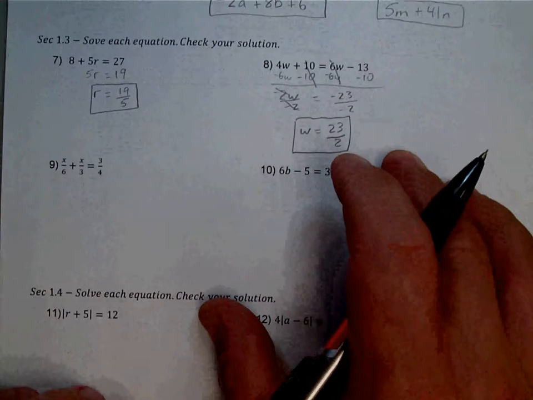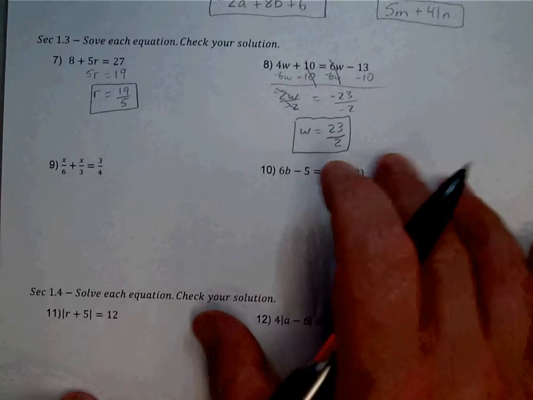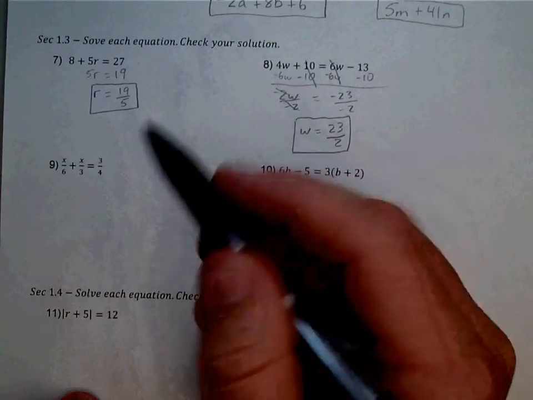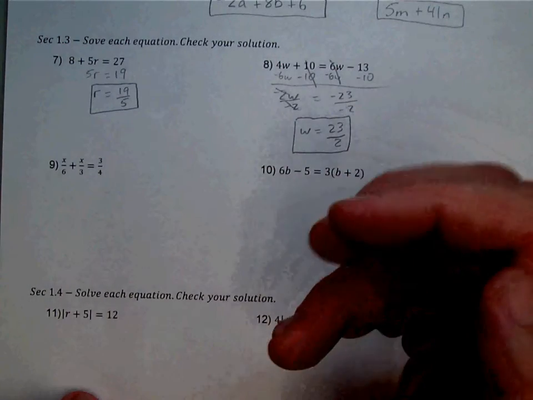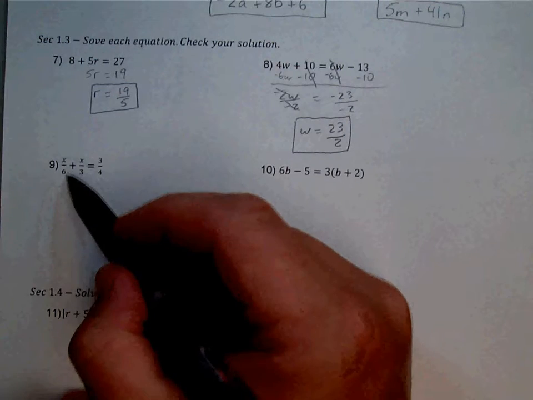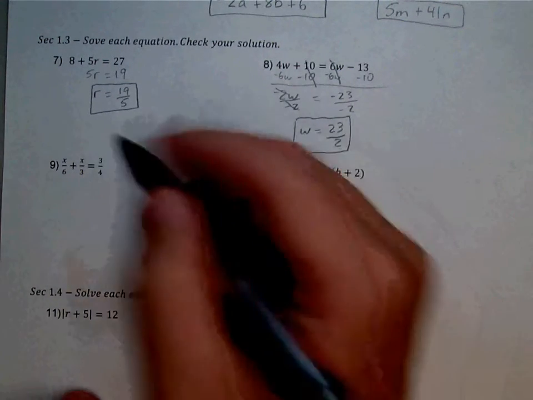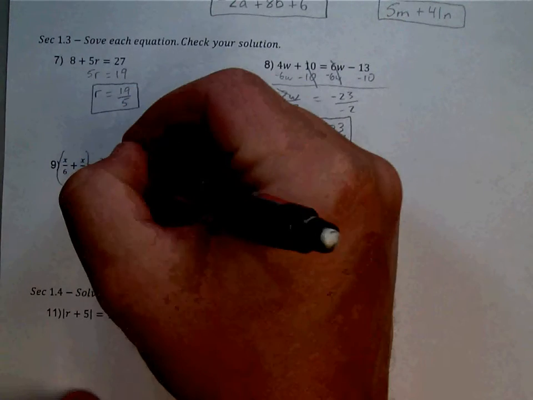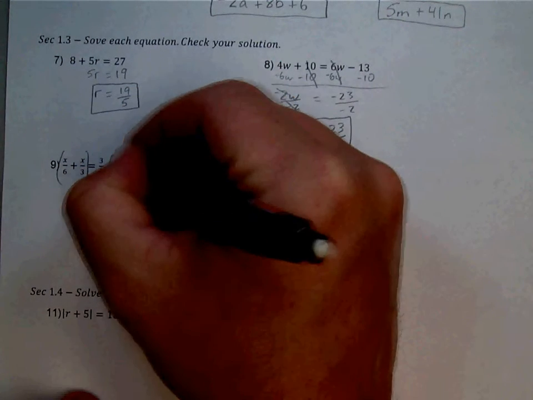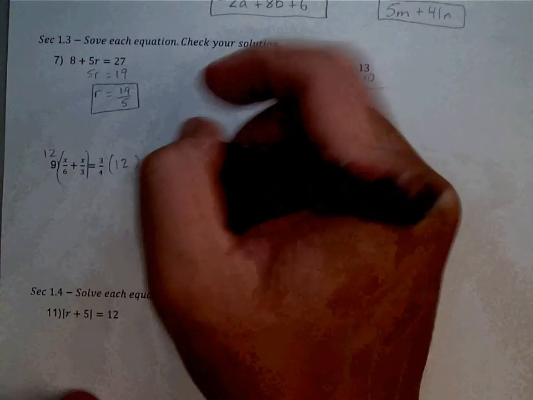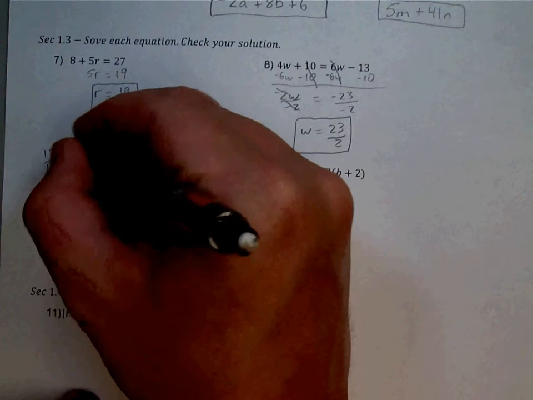Number 9, fractions. A couple ways we can do it. The easiest way to do it is to figure out what's the smallest number that 6, 3, and 4 all go into. They all go into 12. So what I can do is multiply both sides of the equation by 12, or 12 over 1. Distribute to the left side.